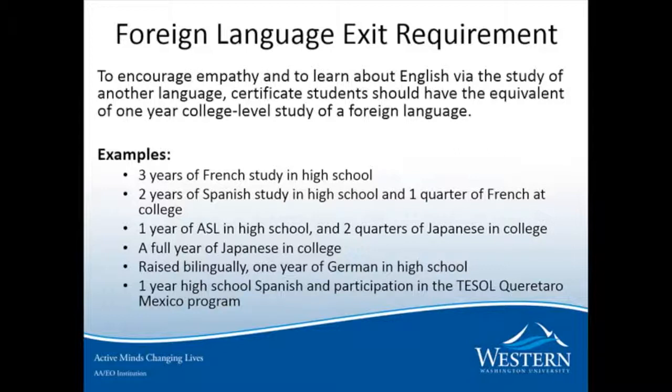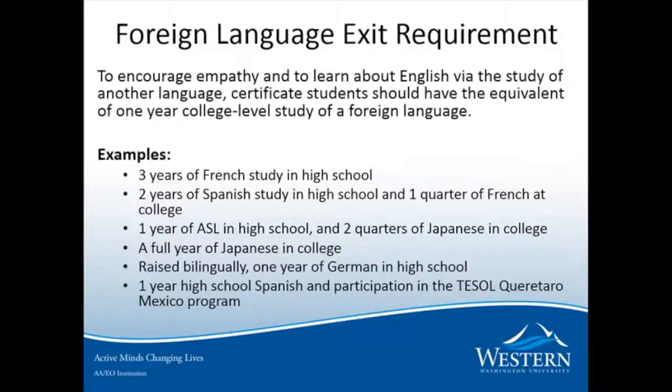There are two requirements that I mentioned in my first slide to exit the program. You do not need these to enter the program, but you do need them in order to earn your certificate. One is a foreign language exit requirement. We have this to encourage empathy and because you learn so much about English by studying another language. So certificate students should have the equivalent of 1 year college level study of a foreign language.